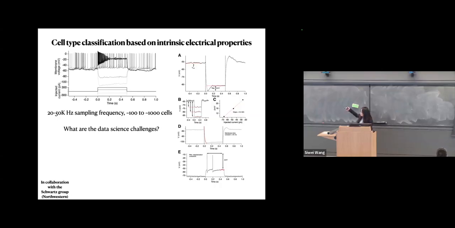We do that by different steps of current injection. And from the current injection, we see all of the different voltage traces sampled at a super high frequency of 20 to 50 kHz. Because of this type of multiple-sample experiment paradigm, the experiment itself cannot be too high throughput. So even the biggest data set published by the Allen Institute contains at most 1900 cells, and that's about a couple of years of their effort.